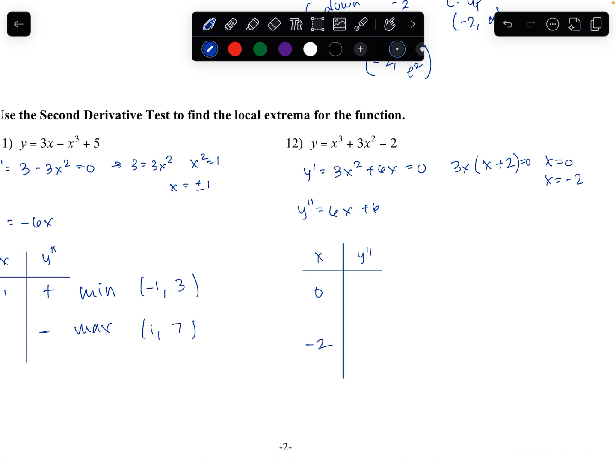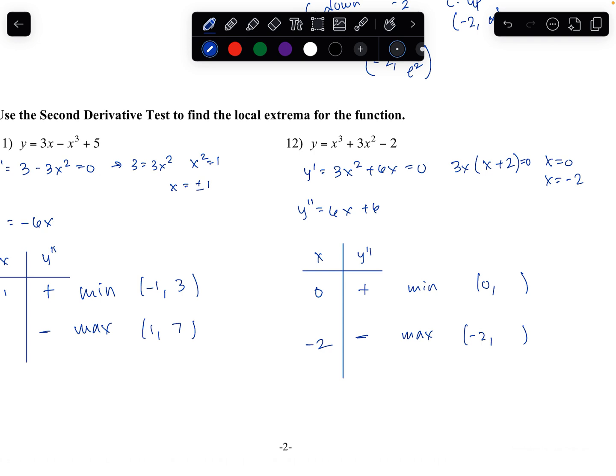If I plug 0 into the second derivative, I'm going to get a positive number. If I plug in negative 2, you're going to get negative 12 plus 6, which is going to result in a negative number. So this is going to be a minimum here, and this is going to be a maximum here. So this is going to occur at 0. This is going to occur at negative 2.